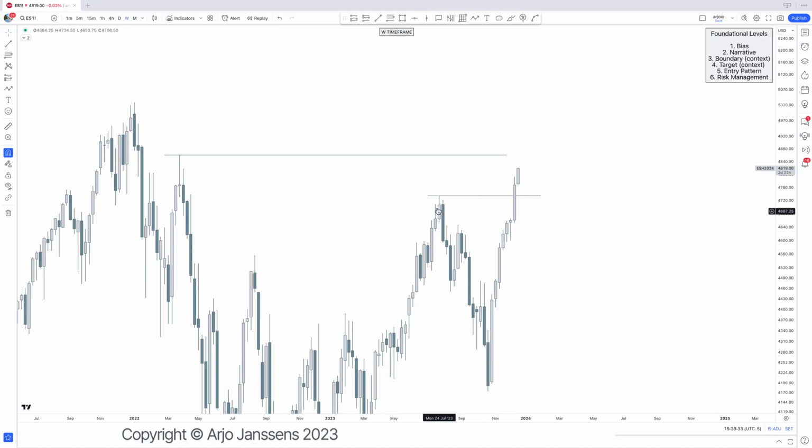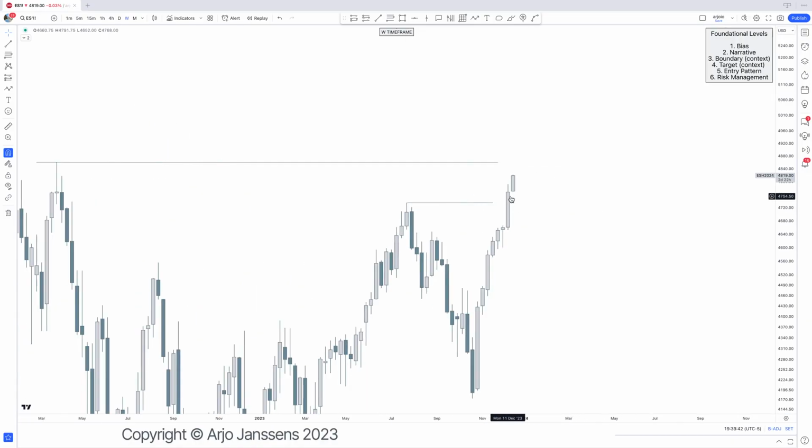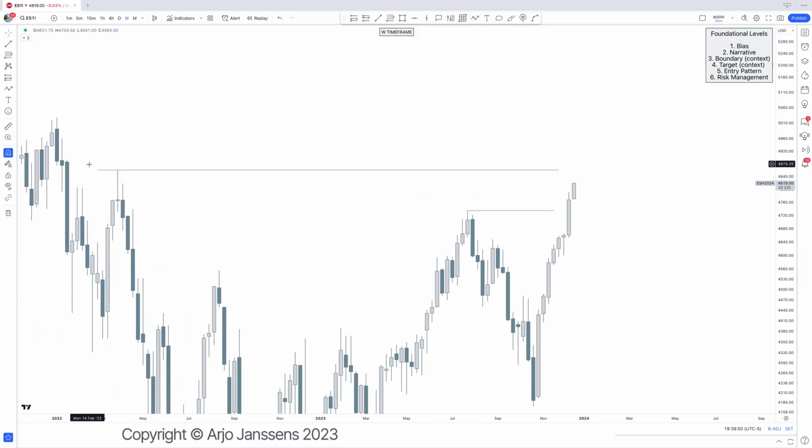So what does that look like? Well, here on the weekly, I would argue we have the same exact PD array, so nothing really changes. We don't have a fair value gap just yet on the weekly. Once that is being created, we can look to mark it out. So next week, that could be a discount array that we can trade into potentially. So right now, nothing really changed.